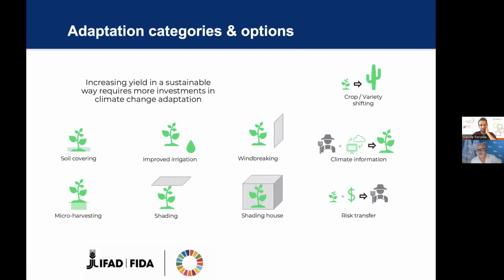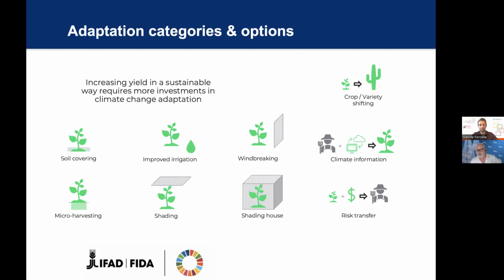So here, no, you went too far down. So adaptation categories and options. I don't want to go through the long list, but there's a long list. There's like 150, in fact, applicable adaptation activities that a smallholder farmer can take in and across the Great Green Wall countries that we're looking at for IGREEFIN 2. Soil covering, improved irrigation, windbreaking, micro-harvesting, shading, shade houses. These are examples. And so if you take a look to the top right, you see crop variety shifting. So it shifts over time what kinds of crops should be used based on the climate analysis.